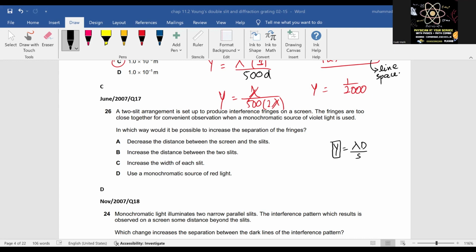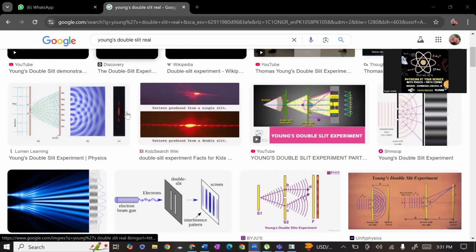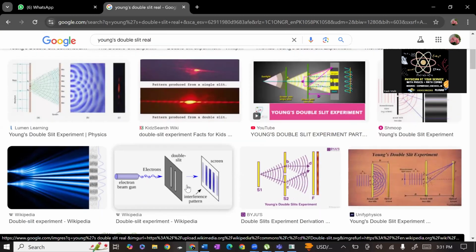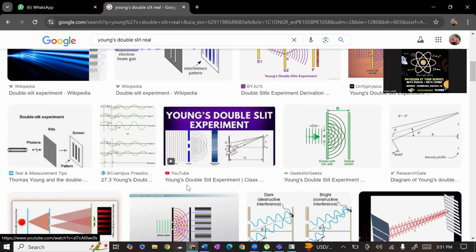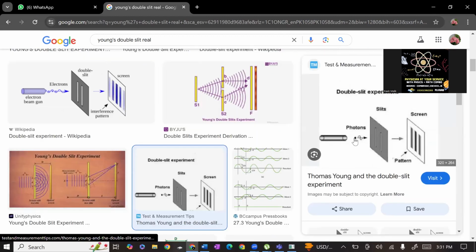Okay, so this is how it looks. Look at this one. First of all, this is your experiment. This is your experimental setup. Although you have a photon, this is your experimental setup. These are your double slits.